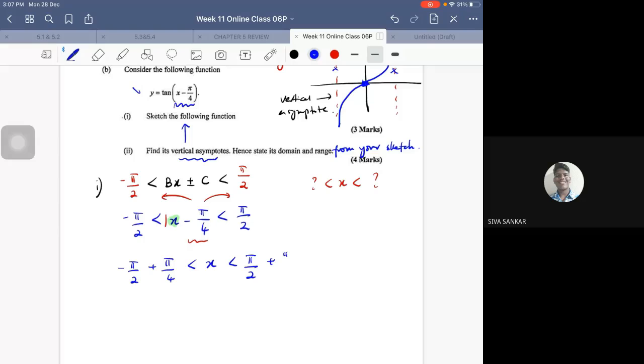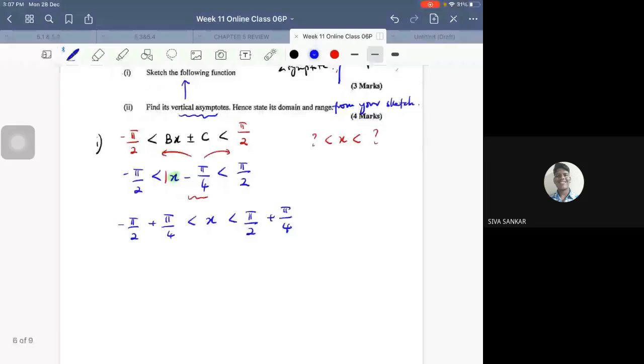Okay, now please help me calculate. What value do we get on the left hand side? Negative pi over 2 plus pi over 4 gives what? Negative a half plus a quarter gives what? Negative a quarter. Okay, so it is negative pi over 4, and here there will be x. On the right hand side, what do we get? A half plus a quarter? 3/4. Okay, correct. It will be 3 pi over 4.